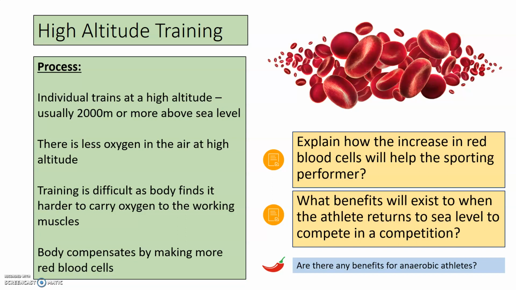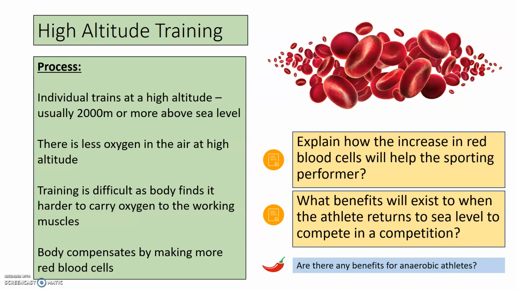Okay, so if we look at that first question, in terms of what's the benefit of an increased red blood cell count? Obviously, the red blood cells carry oxygen to the working muscles. So if we've got an increase in red blood cells, then we're hopefully going to get more oxygen to the working muscles, which is going to help us not fatigue as quickly. So we're going to be able to last longer in our endurance events.